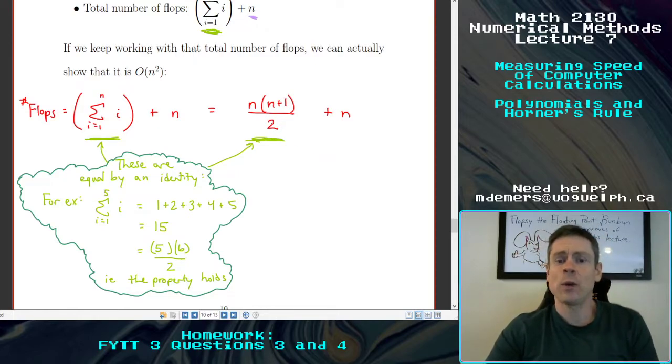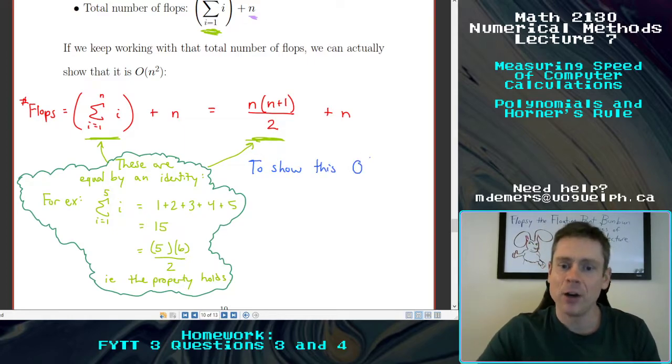And yeah, we want to show that this is on the order of n squared. So to show this is big O of n squared, take a limit. Go back to a couple of classes ago.